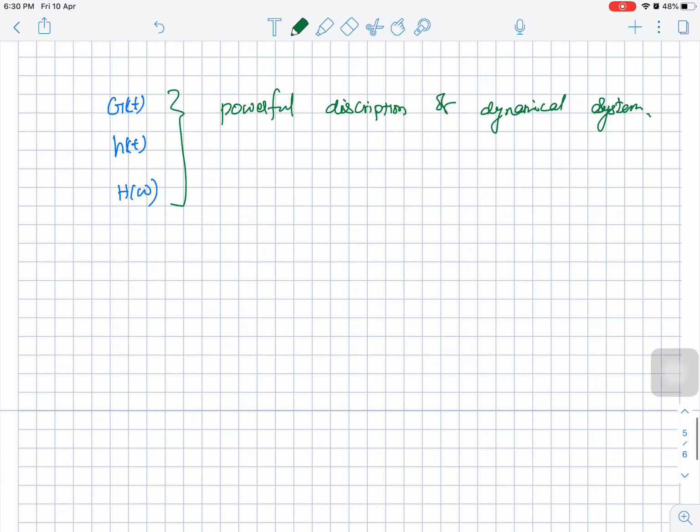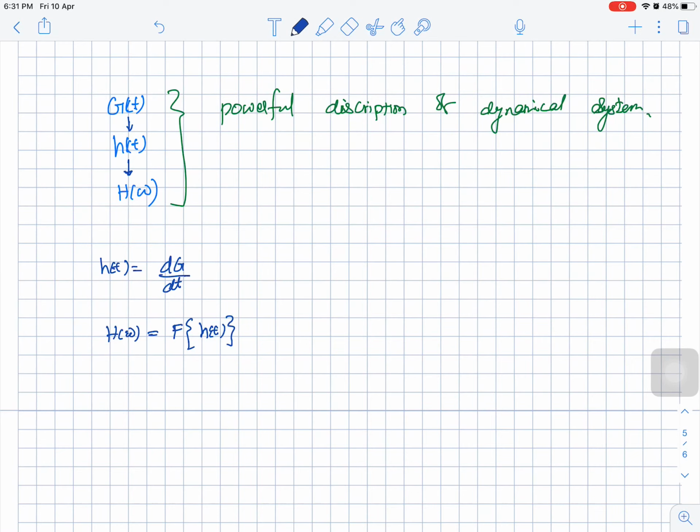Every subject has some awe factor. After knowing those things, you will say, wow, it's great. One such thing is this g of t, h of t, and h of omega, where h of t will be dg by dt, and h of omega is the Fourier transform of h of t.